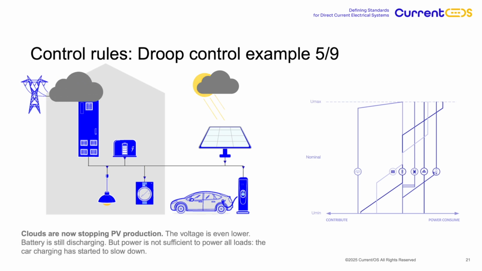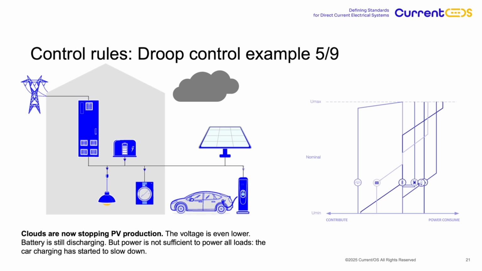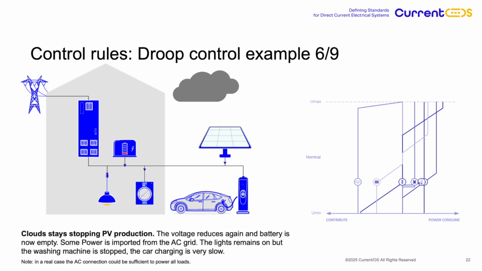More clouds arrive, further reducing the photovoltaic contribution, possibly to zero. The battery is pushed to its maximum output, but it's still not enough to power all the loads. The system adjusts to a new equilibrium by slowing down the electric vehicle charging rate, ensuring other loads remain powered. This situation can continue until the battery is completely discharged, at which point it stops contributing. The system adjusts to an even lower equilibrium where the washing machine is deactivated. The electric vehicle charging slows to almost nothing, while the lighting continues to operate at nominal power. Energy is now drawn from the grid.